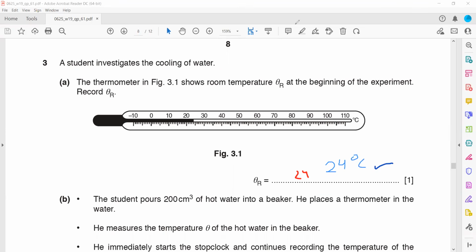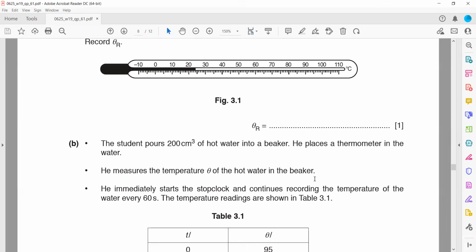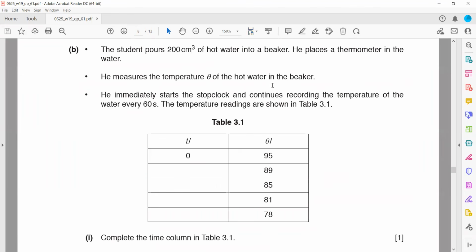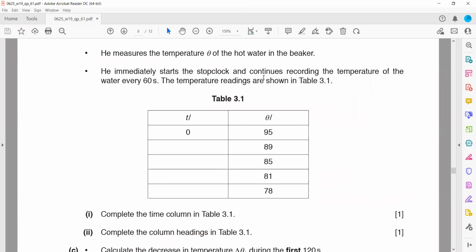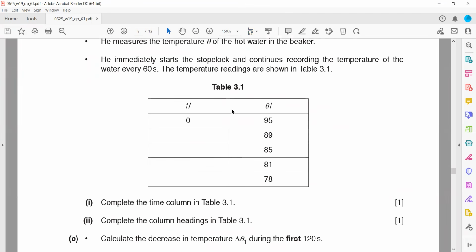Then the student pours 200 cm cube of hot water into a beaker. He places a thermometer and measures the temperature theta. He immediately starts the stopwatch and continues to record the temperature every 60 seconds. Complete the time column in the table. What should be the values for the time column?